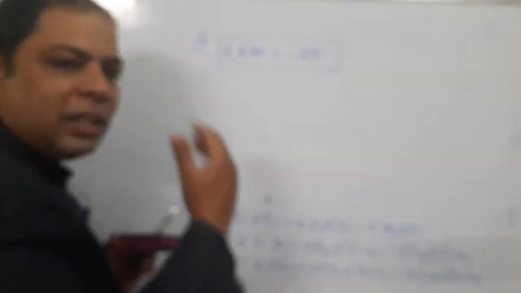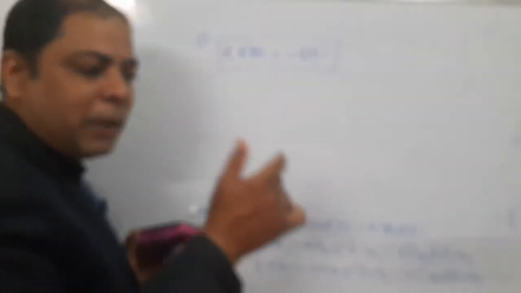Actually, this result you can get from the product property. But you have to remember this result because most of the time you can use this result when you solve questions based on this δ'(t). Okay. So now see what you have to do here.